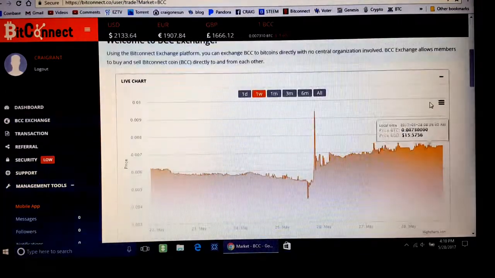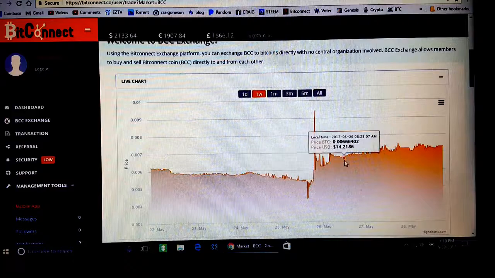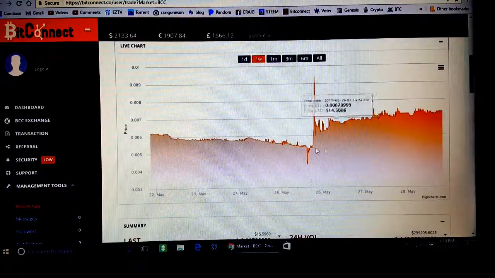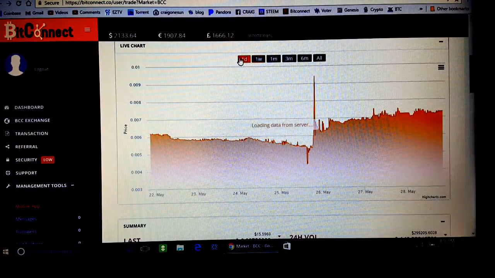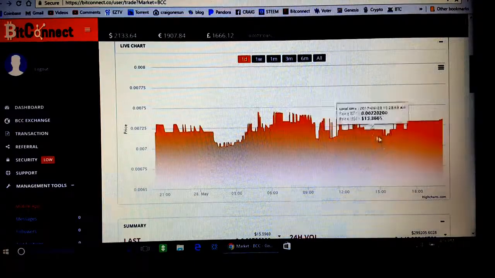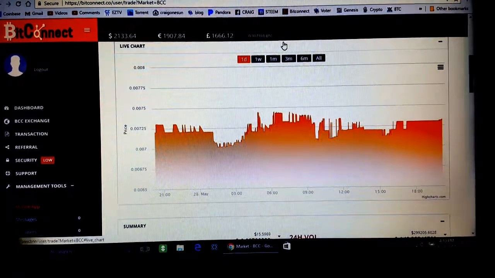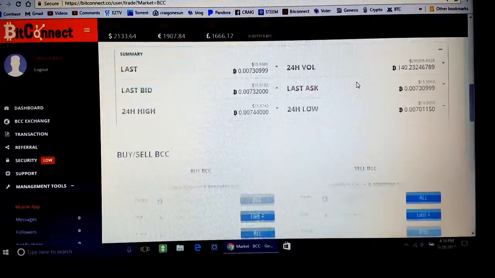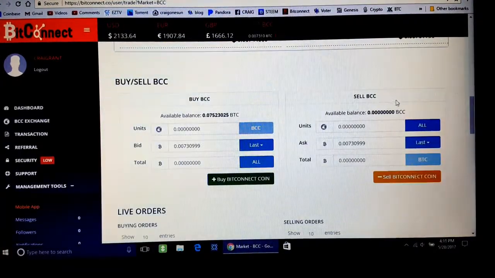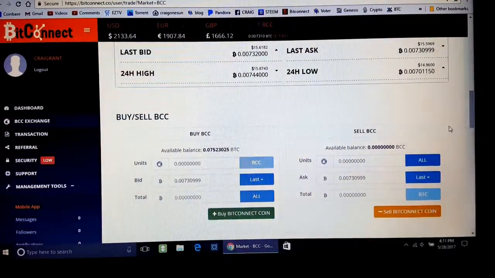I scroll down. This is the live chart of the trades happening. This is a 1 week chart. Let's do the 1 day chart. This is the chart of the BCC token price, currently trading at $15.60. Now, this trading platform is a very important part of BitConnect, because everything here you have to manually trade.